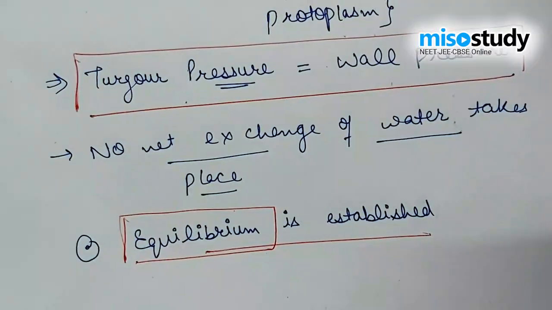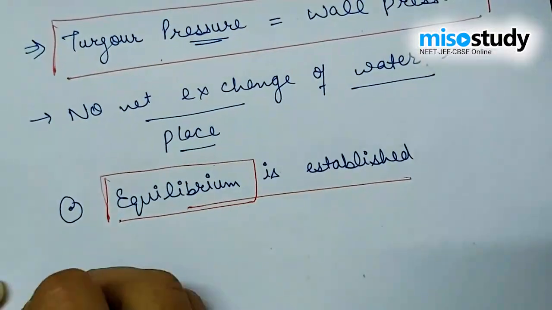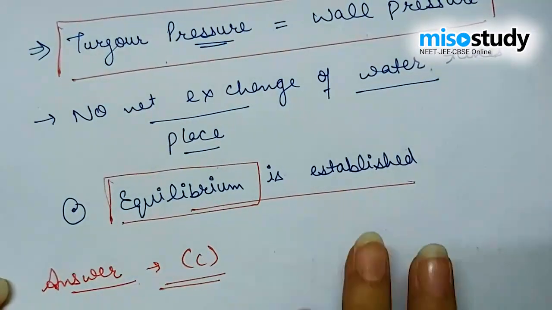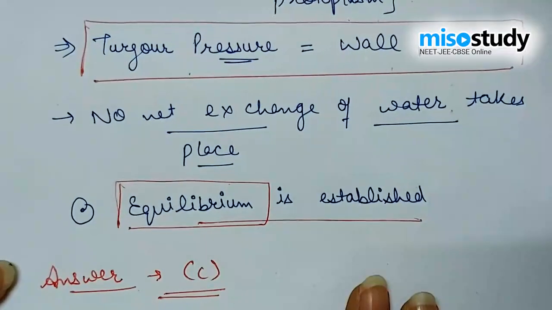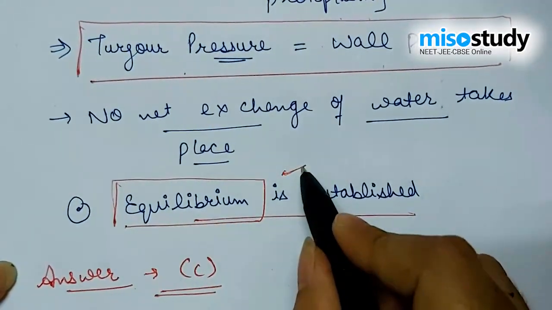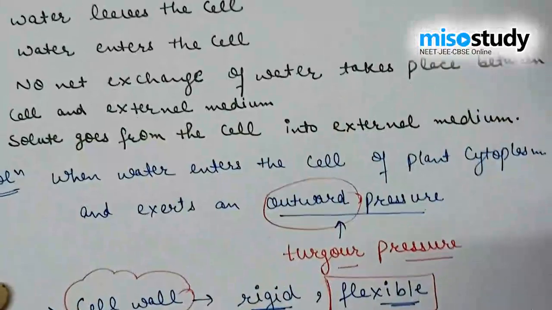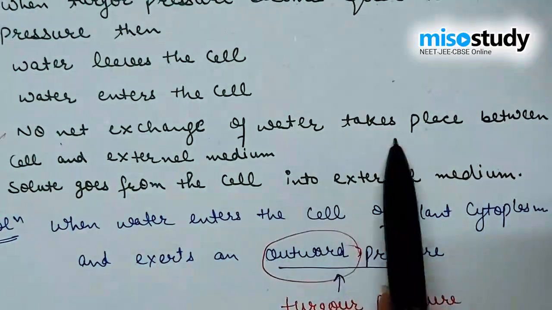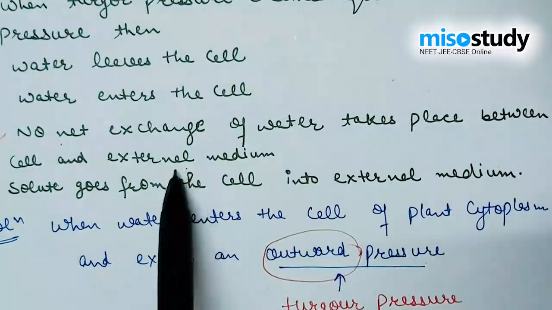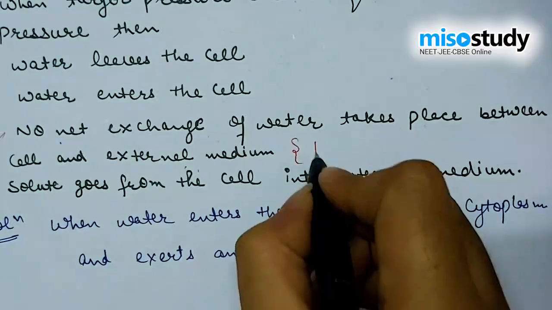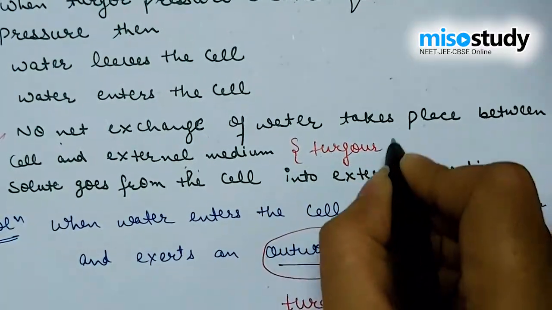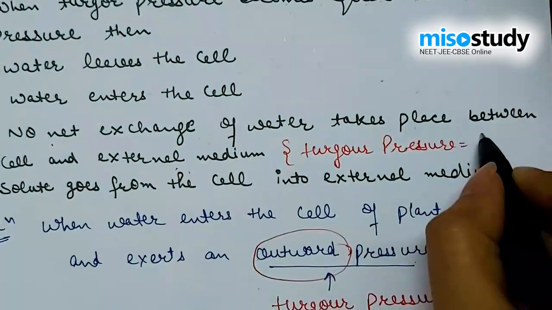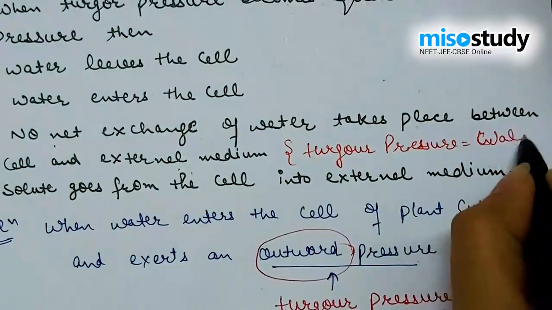So according to the discussion, the right answer for the question is option C, which mentions the turgor pressure and the wall pressure and the equilibrium condition achieved. So let's mark the right answer, option C: no net exchange of water takes place between the cell and external medium when turgor pressure is equal to wall pressure.